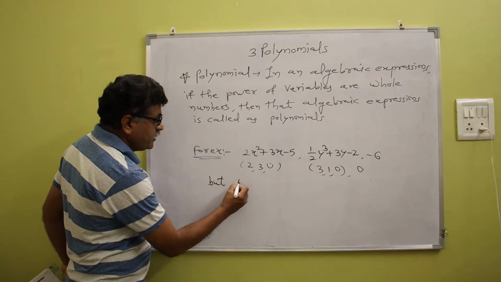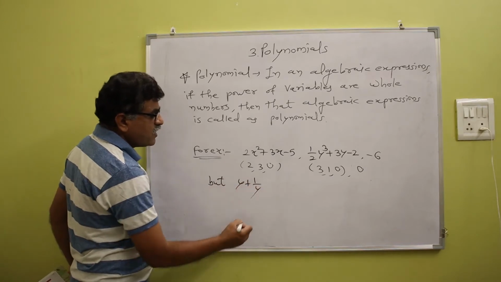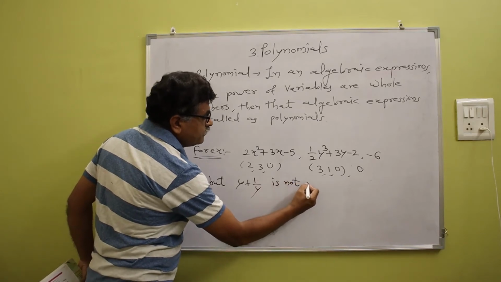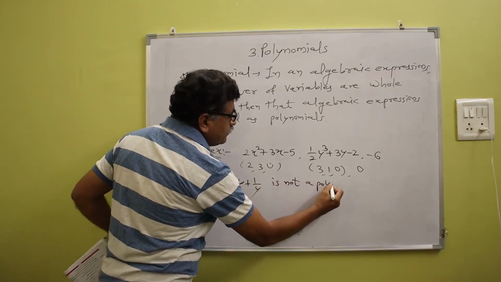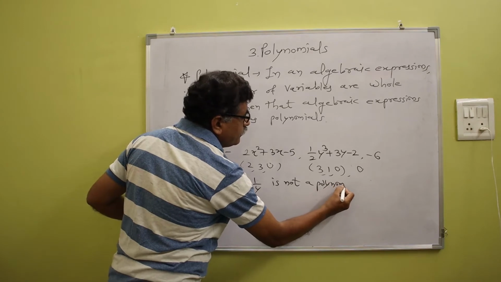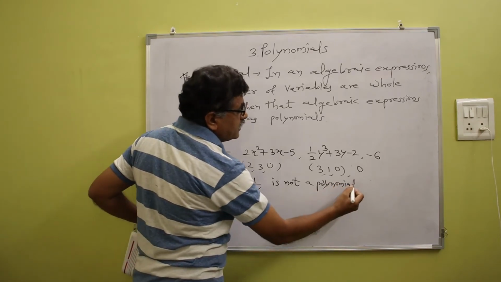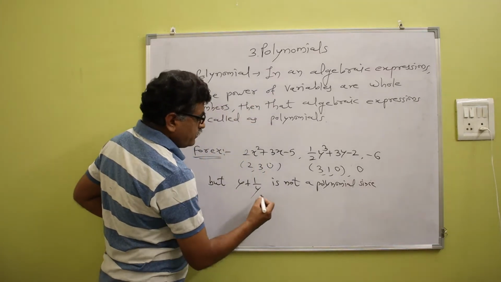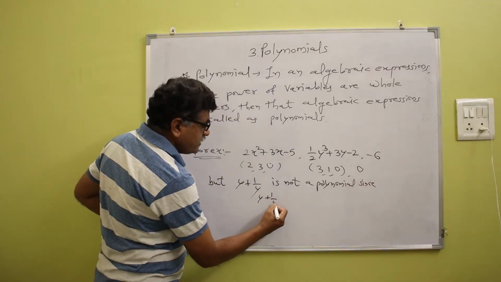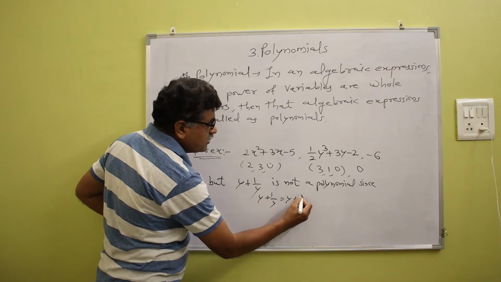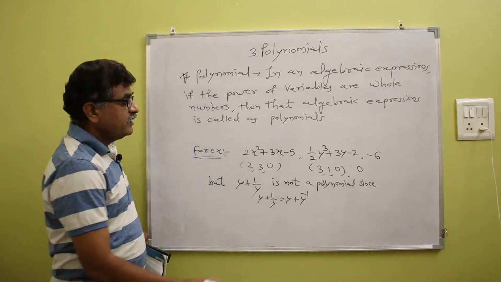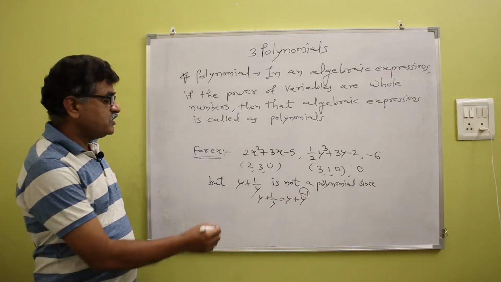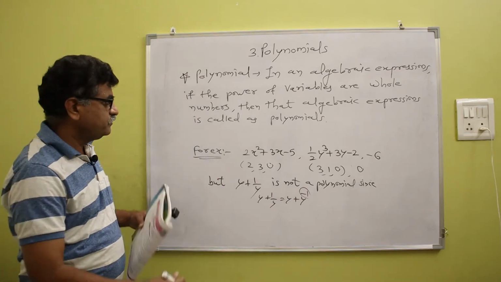But y plus 1 upon y is not a polynomial, since y plus 1 upon y is equal to y plus y to the power minus 1. That is, the power of the variable is negative, therefore this is not a polynomial.